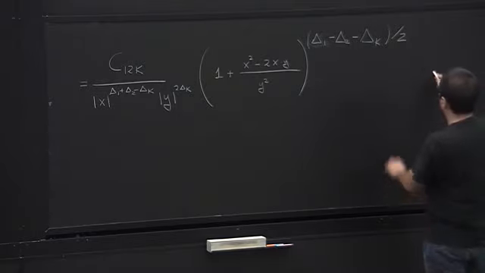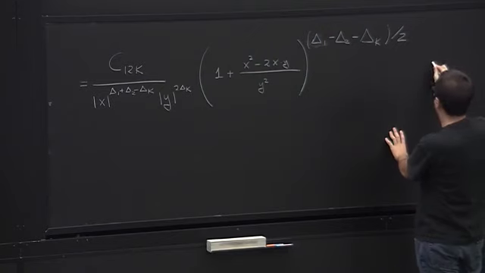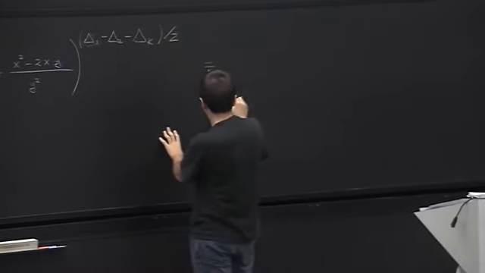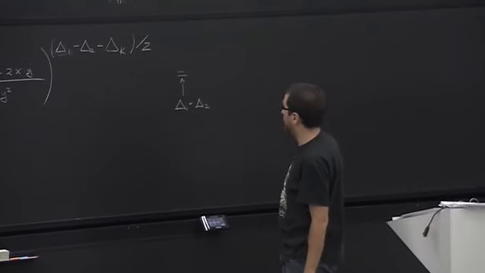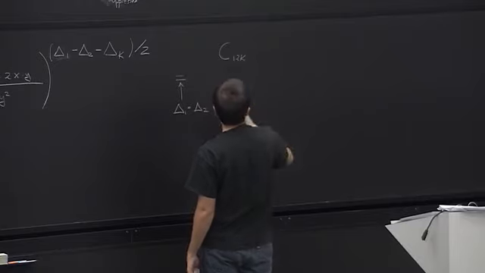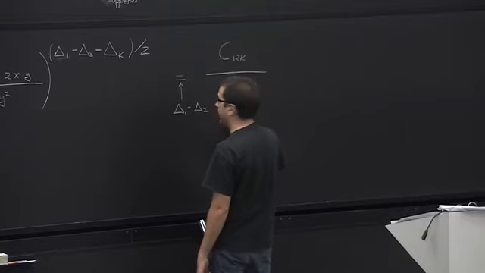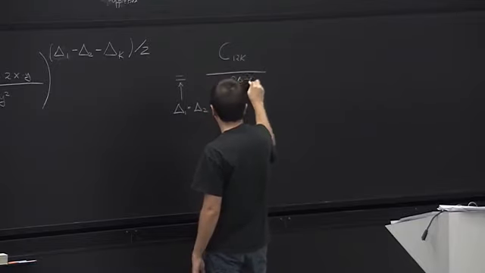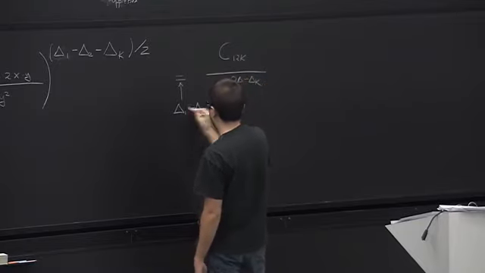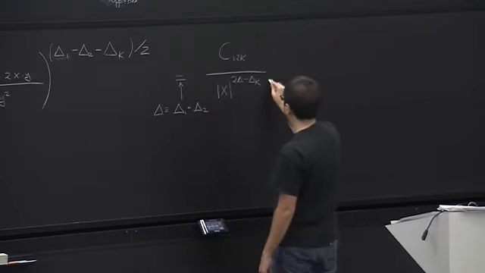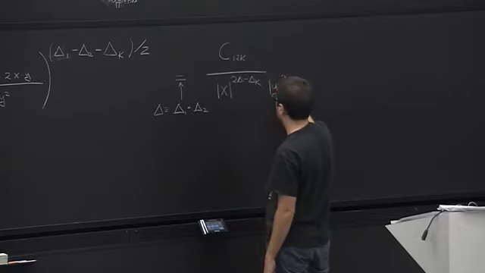Okay? And we can do it. So as we said, we can expand at large y. And to simplify our life, let's do it when delta 1 is equal to delta 2. I leave it as an exercise for you to do it for the general case if you want. And then we get C12k divided by the absolute value of x to the power 2 delta minus delta k. Then there is the absolute value of y to the power 2 delta k.